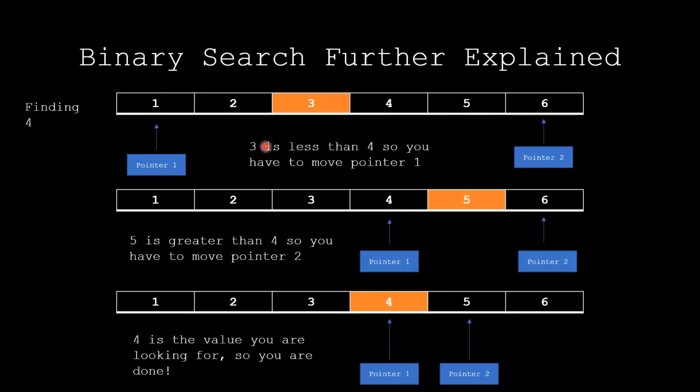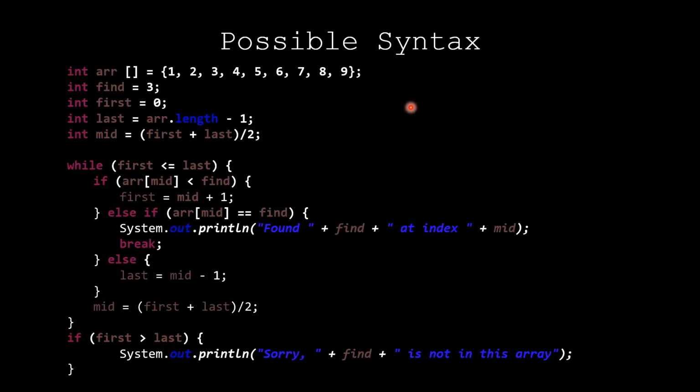So that is what we did here, right? 3 is less than 4, so we moved pointer 1 to 4, which is this index plus 1. If it's equal, then we'll just print out saying that we found your value at this index, and then we're going to break out of the while loop because we don't need to search through the rest of the array if we already found what we're looking for. Hint, hint: if you're trying to find duplicate values, you might want to manipulate that part of the code.